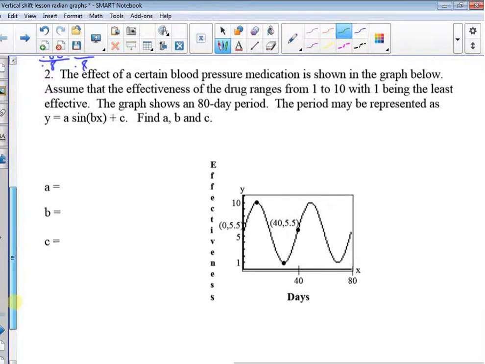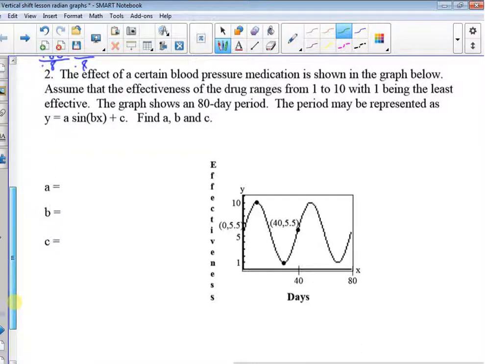Same idea. The effect of certain blood pressure medication is shown in the graph below. Assume that the effectiveness of the drug ranges from 1 to 10, with 1 being the least effective. The graph shows an 80-day period. The period may be represented as such and such. Find A, B, and C. So again, we're looking for amplitude, frequency, and vertical shift.